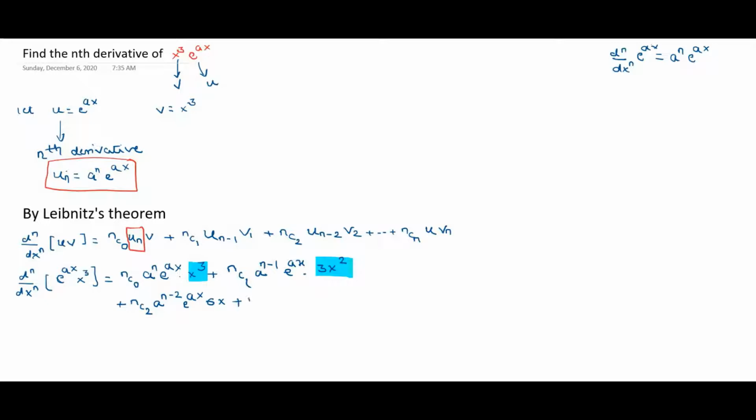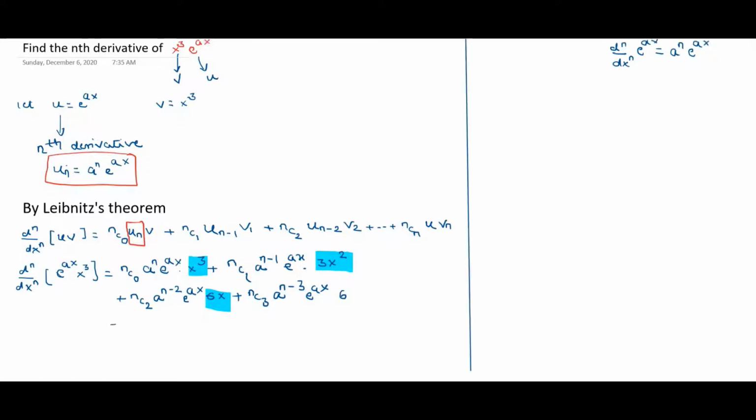Now nC2 is over. Next term is nC3 a raised to n minus 2. You can write it here as a raised to n minus 3 e raised to ax. What is differentiation of this next term? Differentiation of 6x is equal to 6. Next term we cannot write, because we could write nC4 a raised to n minus 4 e raised to ax. But what is differentiation of 6? Differentiation of 6 is equal to 0. So we can stop here only.